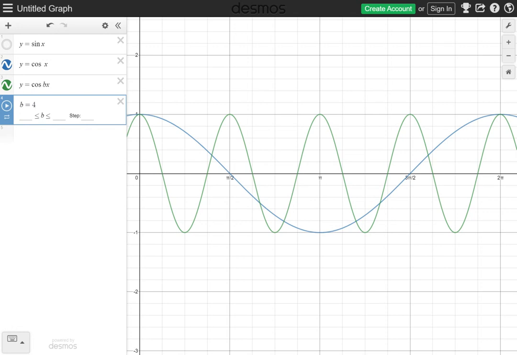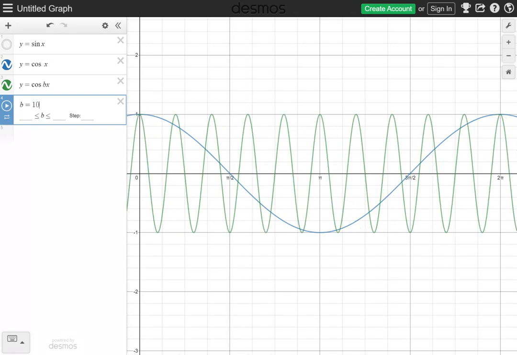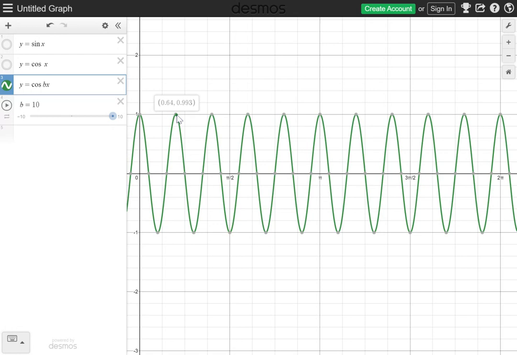Well, it seems like with bigger numbers, I'm getting more waves. So if I go to 10, all of a sudden there are a bunch of them. Specifically between 0 and 2 pi, we have 10 of them. The period is pi over 5. So if I start here, let me turn off the parent function. If I start here and I go until it repeats right here, that point is pi over 5. 2 pi divided by 10.